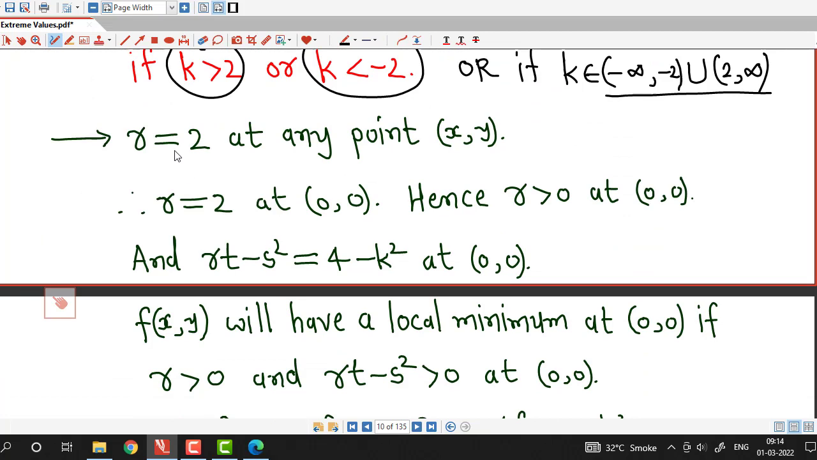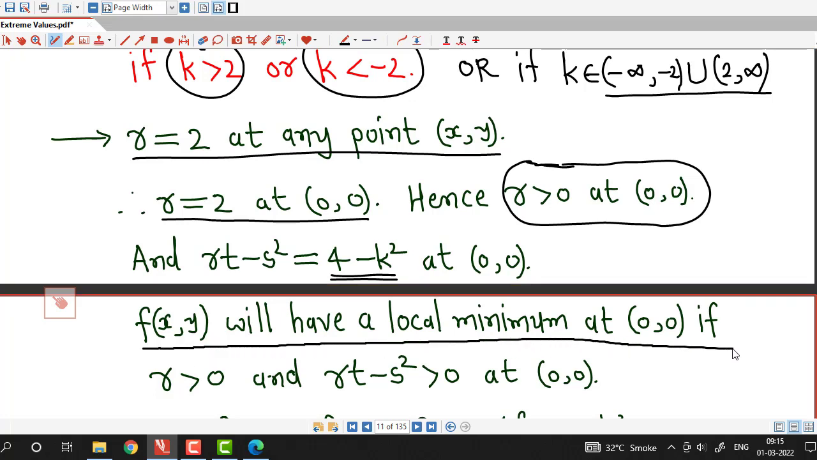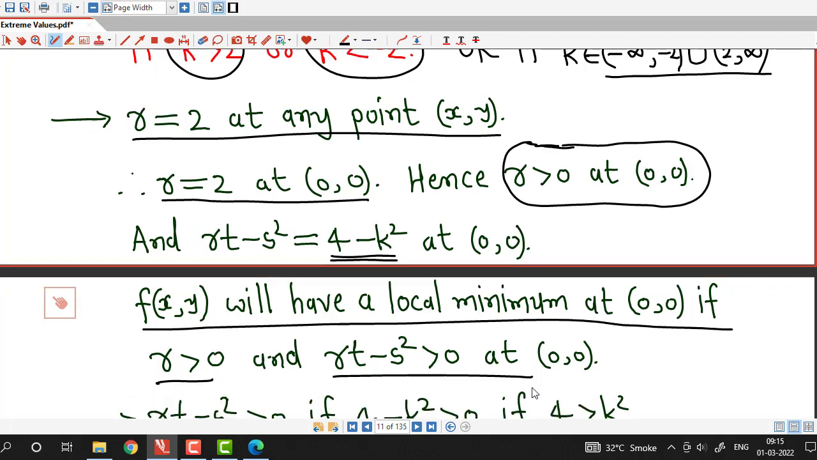So that we have written here r equal to 2 at any point x y, therefore r equal to 2 at 0 0, hence r is positive at 0 0. For local minimum we require r to be positive at 0 0 and it is positive at 0 0. For local minimum we require that rt minus s square must be positive. Therefore we have written that f(x,y) will have a local minimum at 0 0 if r is positive and rt minus s square is positive at 0 0.